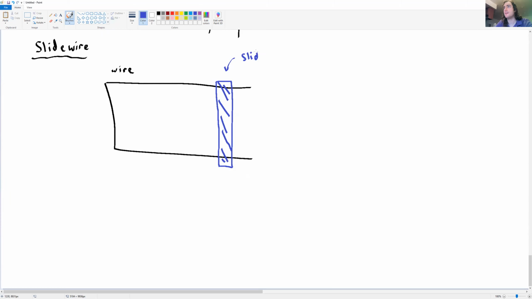And this is basically the slide part. So this thing is allowed to slide from right to left or left to right, depending on what you're doing. So in this situation here, let's go ahead and draw in a magnetic field. We have a uniform magnetic field over here as well. So everywhere in space, we have this magnetic field, B.